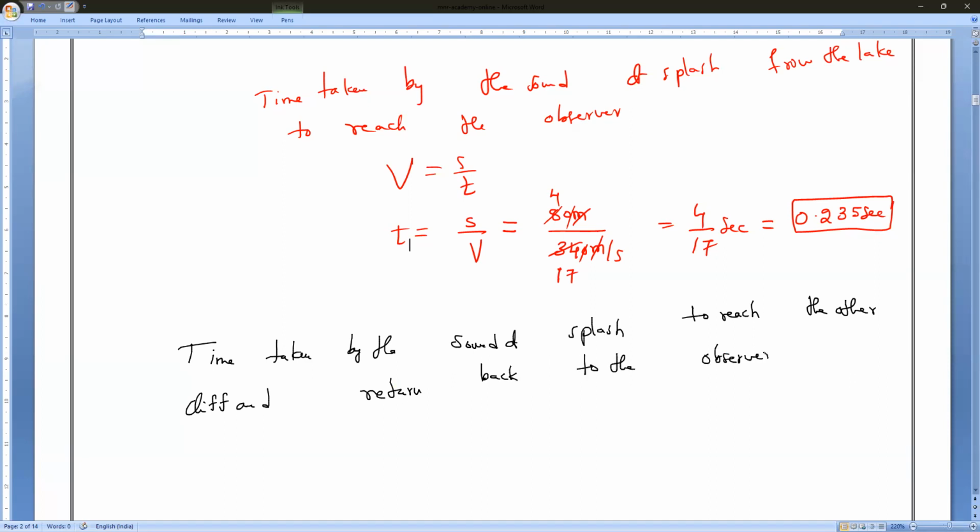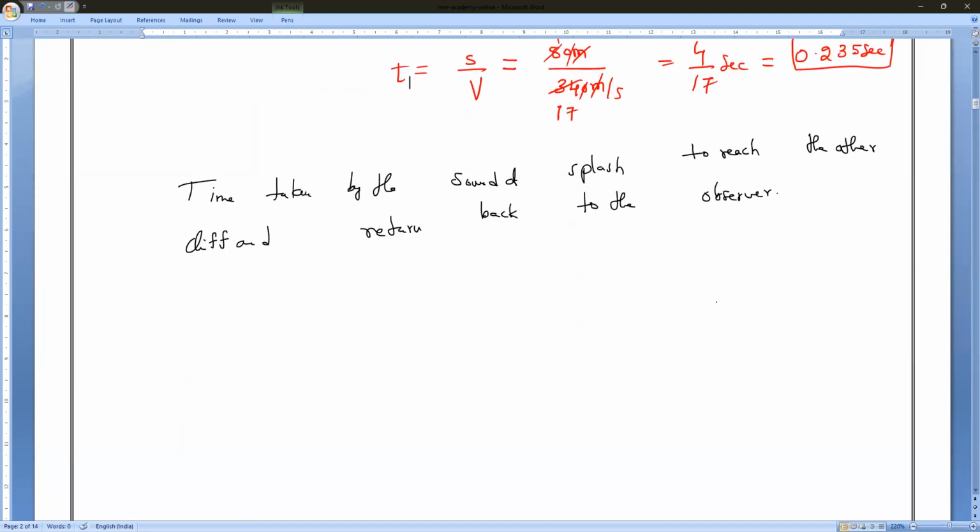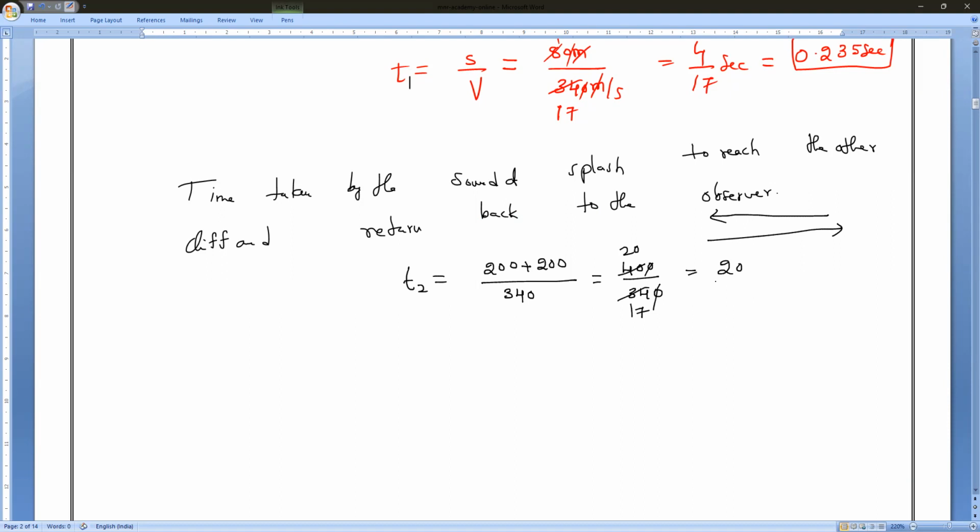Going, 200 meters away it is there. So what is the total distance? 400 meters. Going distance 200 and coming back 200. So 200 plus 200 divided by the speed of sound, which is 340. So 400 divided by 340, the 0 will get cancelled, so 20 by 17. I want the answer, everybody, quickly.